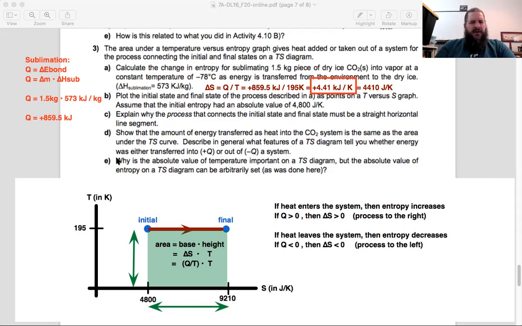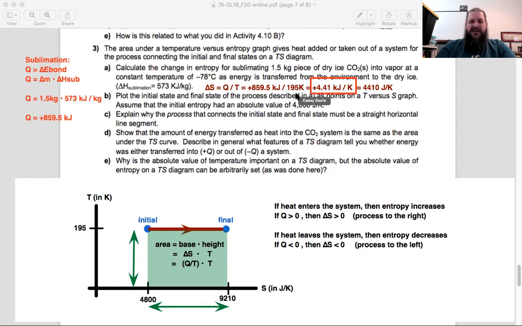And also in part E, it's kind of an unusual use of absolute value. It doesn't mean take the value and make sure it's positive. This is just talking about the actual value as opposed to the change. For instance, the absolute value of temperature is the 195 Kelvin. Did we use that 195 in our calculations? Yeah, that was definitely used for calculating delta entropy. We took the heat and divided by that temperature.